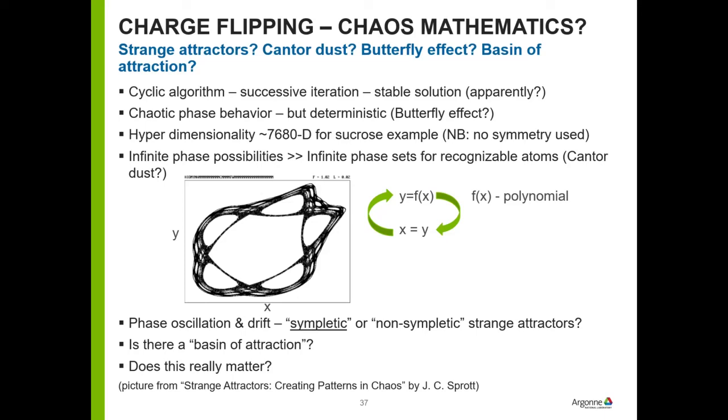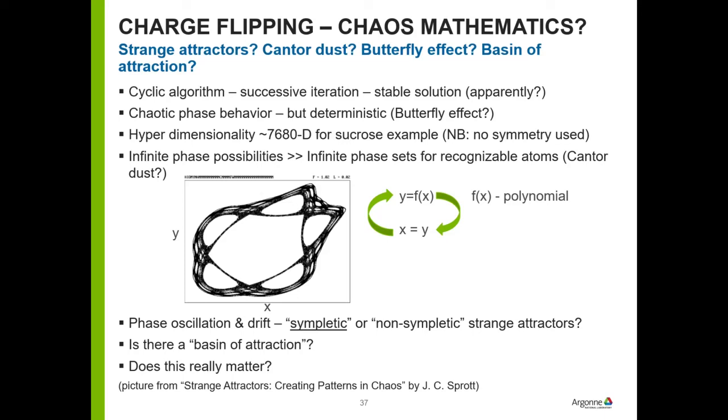And if you think about the number of possible solutions, because there's no symmetry, you have an infinite number of possible phases, most of which don't describe atoms. There's a smaller infinity of solutions that describe atom positions. Remember, no symmetry, so you can't shift the origin and change the phases. So this is what, in the language of chaos mathematics, is known as Cantor dust, where the dust points are the solutions in this infinite array.